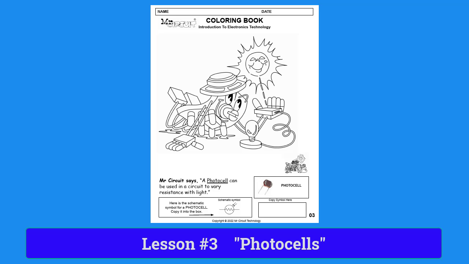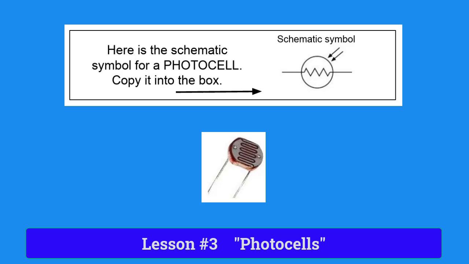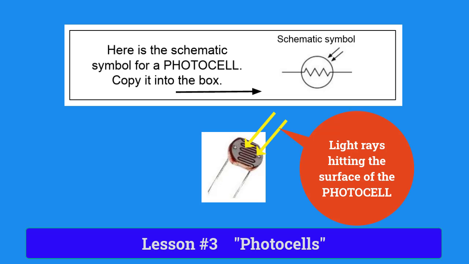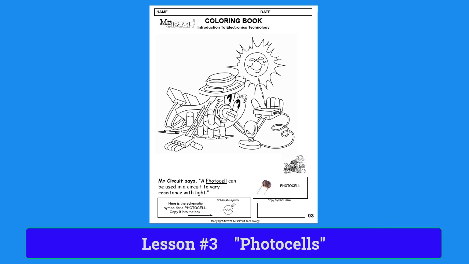At the middle of the bottom of the page, you will see the schematic symbol that is used by engineers and technicians to represent a photocell. How would you describe the symbol? Like a resistor symbol with a circle around it, with 2 arrows pointing to the center. What do you think that the 2 arrows represent? They represent light rays hitting the photocell. Please copy this photocell symbol into the box on the lower right-hand corner of the page.